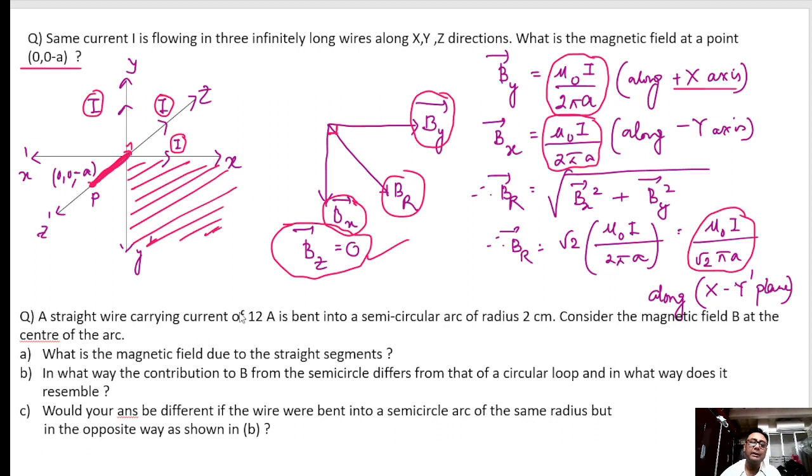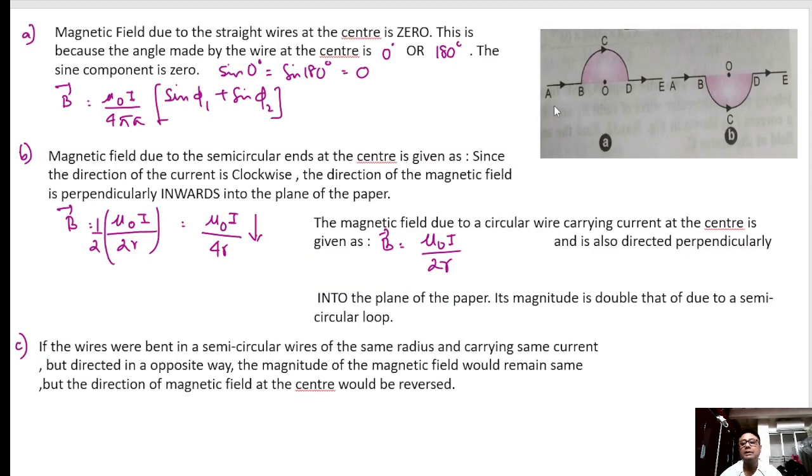Let's see, a straight wire carrying current of 12 ampere is bent into a semicircular arc of radius 2 centimeter. Now they are asking what is the magnetic field at the center of the arc. So it's a semicircular arc with a radius given, and the current is also given. What is the magnetic field due to the straight segments? So let's see, this is the straight segment, this is the straight segment.